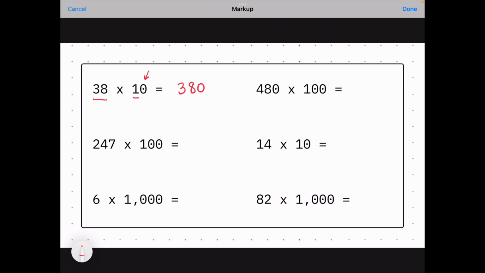I'm going to multiply 38 times 1 and just add 1 zero. Next I have 247 times 1, adding 2 zeros. Six times 1, adding 3 zeros, and so on. And then there's my pattern, and I'm easily able to multiply times 10, times 100, and times 1,000.